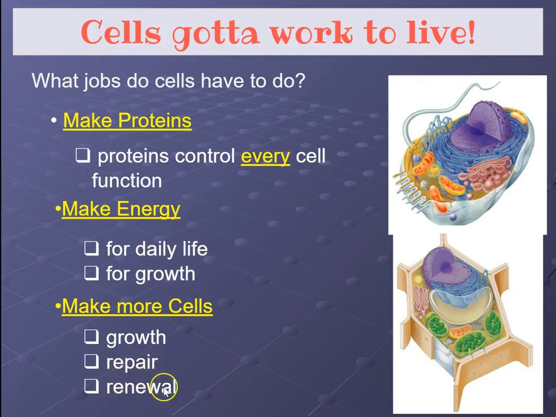And it's also for renewal. Again, with your skin, that outer layer of your skin is dead skin cells and it flakes off. This is why you have to wash your sheets pretty often. But your skin cells are constantly renewing, so they have to be making more of themselves. So again, these 3 points in yellow are very important, so make sure you write them somewhere on your notes.